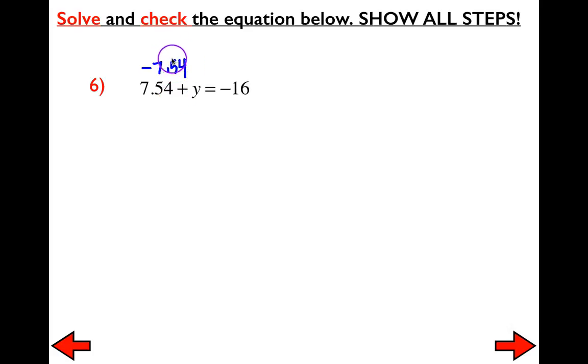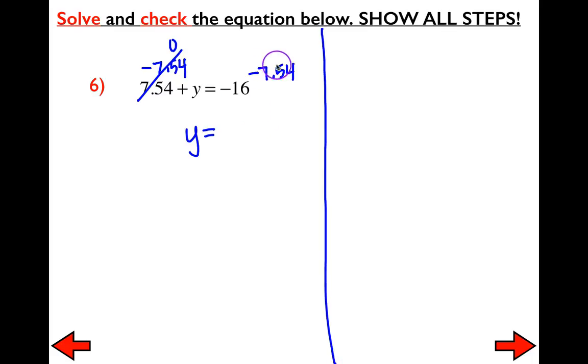Here I just created additive inverses, so that means it's 0. I'm going to subtract 7 and 54 hundredths. And again, I always write it off to the right side. So here I'm left with y equals. Here I'm going to have to do some side work to figure that out. My answer is definitely negative. Okay, but how many negatives do I have altogether?